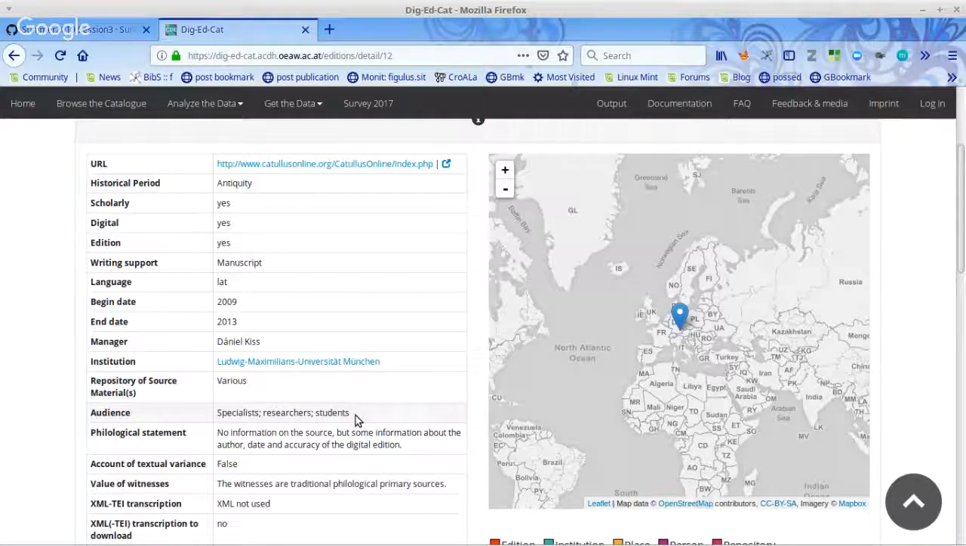And there is also a question about the philological approach of the edition. So it says here a philological statement, and it says here something strange. It says that account of textual variants is false, but because this edition was actually done specifically to list textual variants of Catullus, I would not agree that it does not provide an account of textual variants. But again, perhaps Franzini meant that Catullus Online does not do this in an explicit and descriptive way, but leaves this to us to interpret.